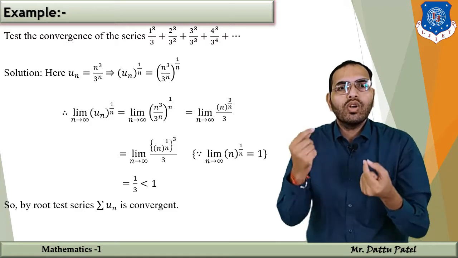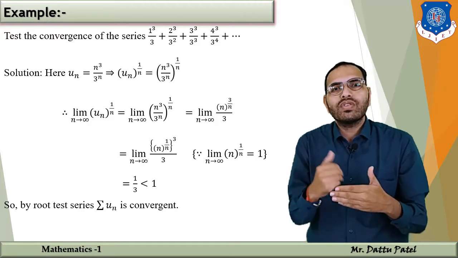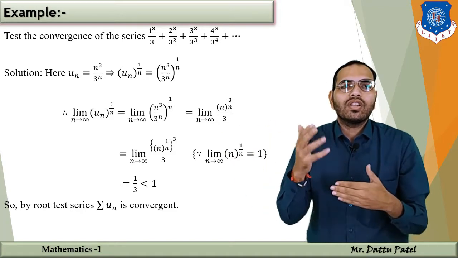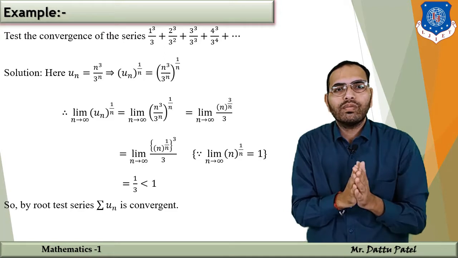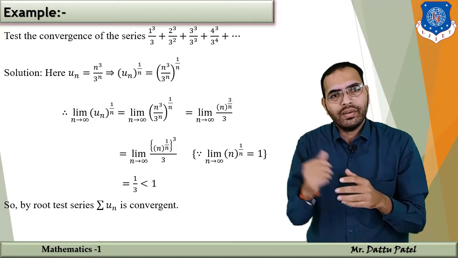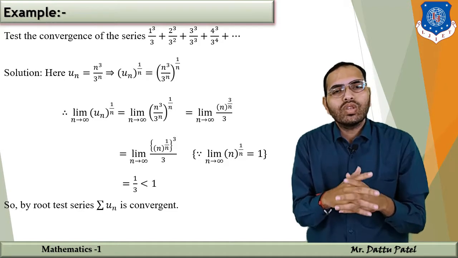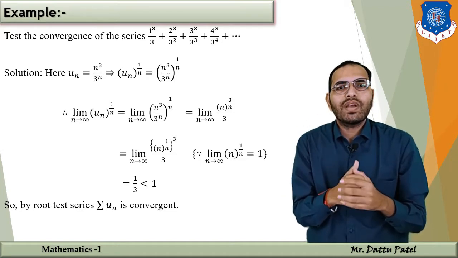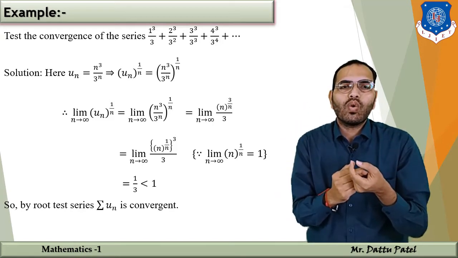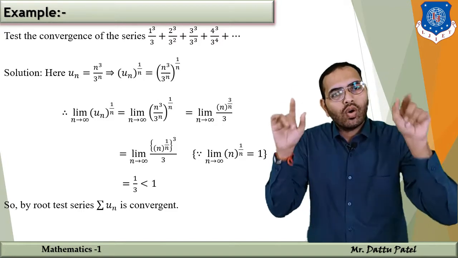It means the first part has 1 cube, 2 cube, 3 cube, 4 cube and so on, so we write n raised to 3. The denominator portion has 3, 3 square, 3 cube, 3 raised to 4 and so on, so we can write 3 raised to n. Now applying the nth root of un, it becomes n cube by 3 raised to n, raised to 1 upon n. Simplifying this and applying n tends to infinity to the nth root of un, it becomes the limit as n tends to infinity of n raised to 3 by n, divided by 3. Here 1 by 3 is a constant, so it comes out of the bracket, and in the limit as n tends to infinity, we can write n raised to 1 upon n, whole raised to 3.